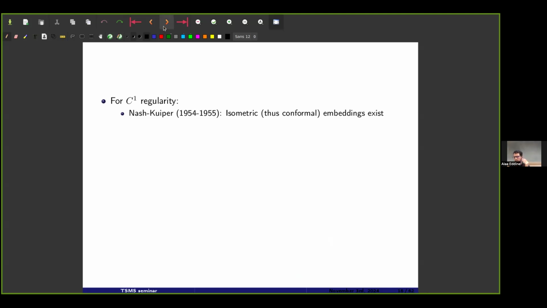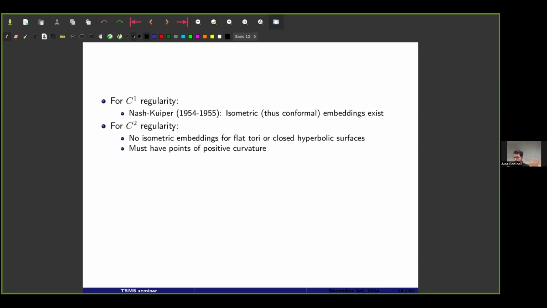But if you go to higher regularity, C2 for example, we cannot find an isometric embedding of flat tori or closed hyperbolic surfaces. As I said, these are the nicest representatives, the metrics that represent each class. In each class, we have a hyperbolic metric or a flat metric.